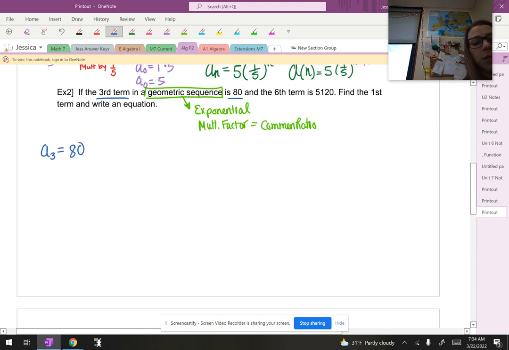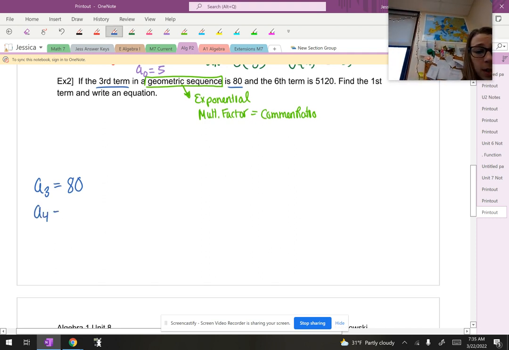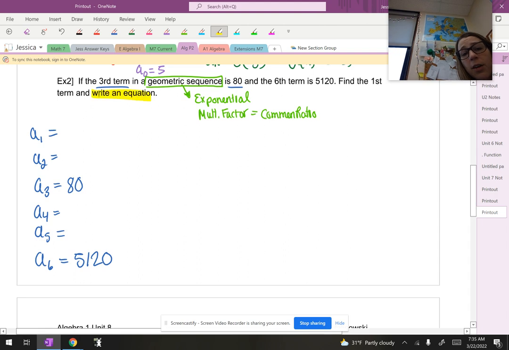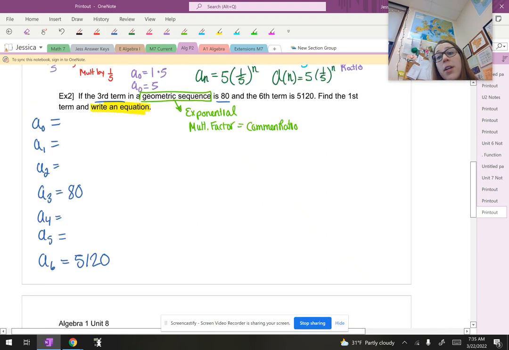Remember, I always love to write these out like this because it's just easier to see it in a list. But I'm going to scooch it down a little bit. A sub 3, we're skipping a sub 4, skipping a sub 5. A sub 6, they tell us, is 5120. We're missing an a sub 2, an a sub 1. I can immediately tell they're asking me to write an equation, so that means I'm going to need to find my a sub 0, so might as well just set that right up there.